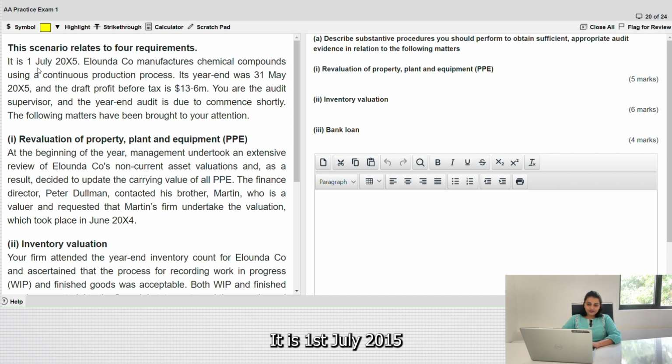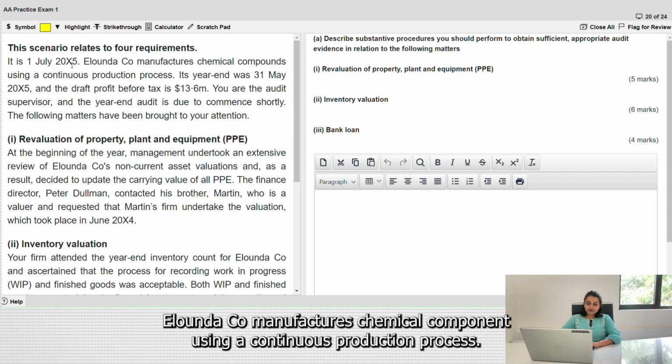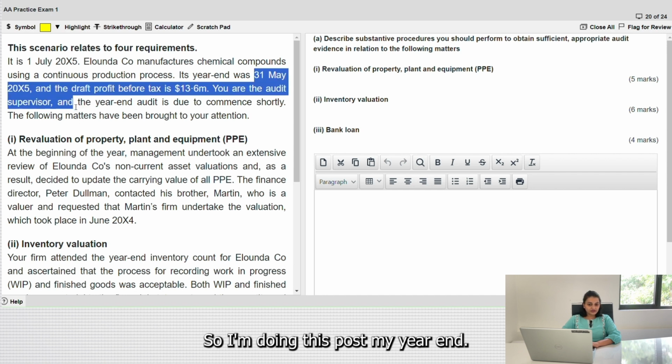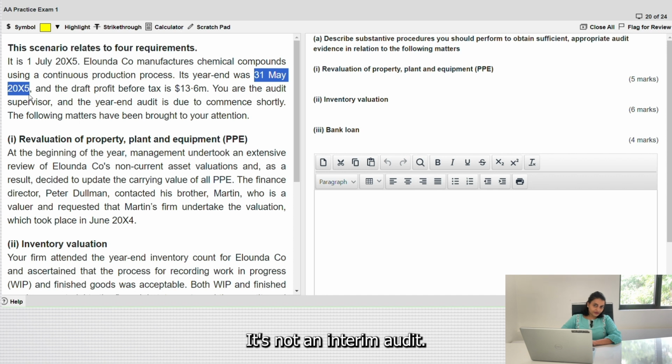It is 1st July 2015. Eldamore Co. manufactures chemical components using a continuous production process. Its year end was 1st May 2015. So I am doing this post my year end. It's not an interim audit. That's what we can get to know from this.